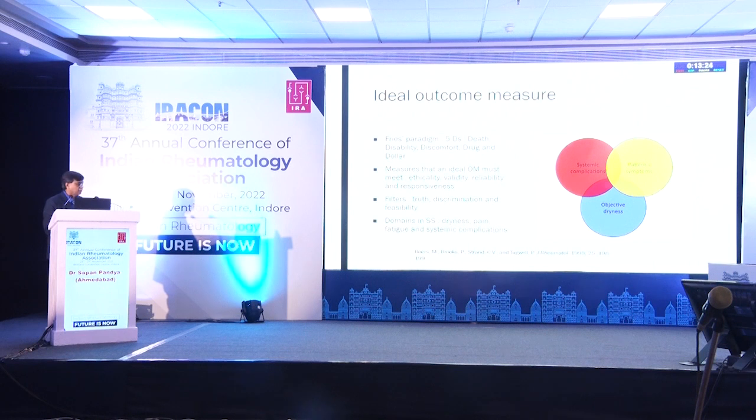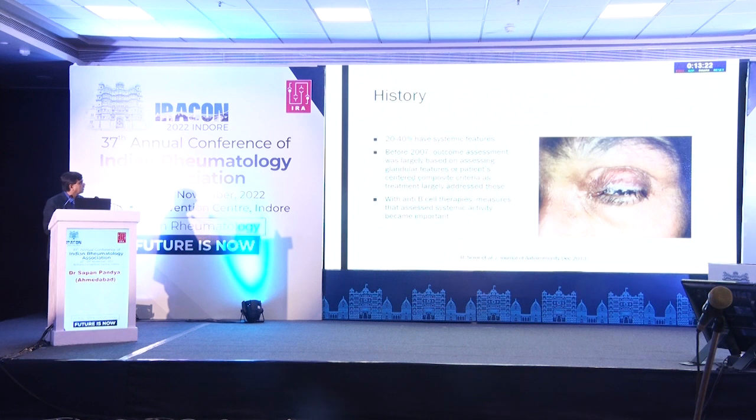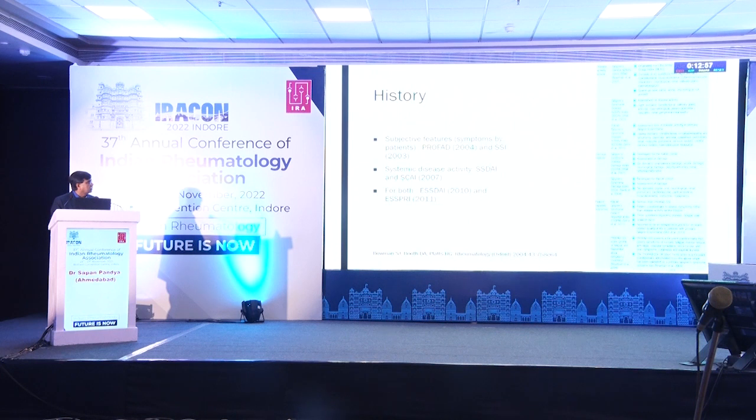the main domains. So for a very long time, and we know with the background that 20 to 40% of primary Sjogren's have systemic features. Now before 2007, essentially it was the patient-reported outcomes which were measured because we didn't have much in the treatment part. When we got rituximab, the stakes became higher, and that is when we needed another outcome measure to quantify when to use it. This is the table which summarizes the different outcome measures.